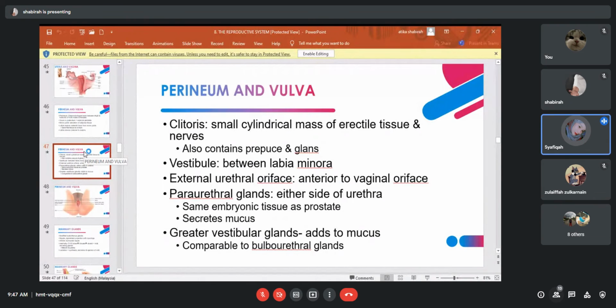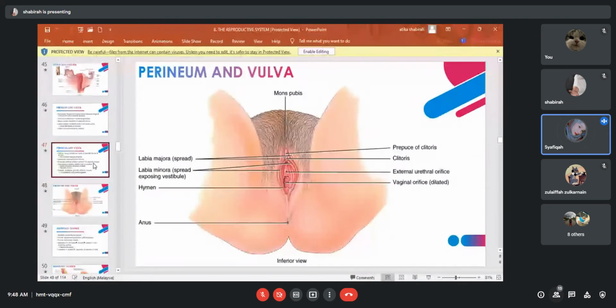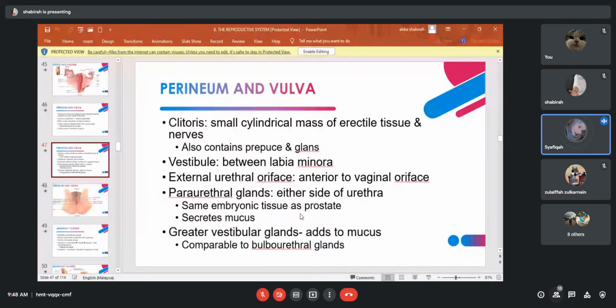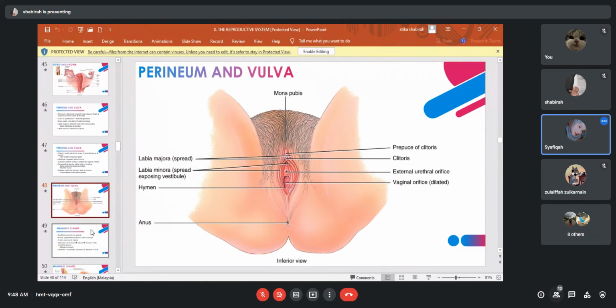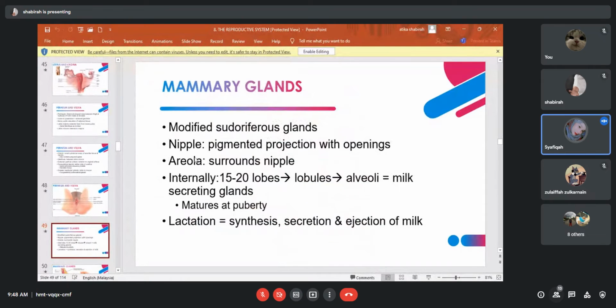So in perineum vulva ni juga kita ada clitoris, which is the small cylindrical mass of erectile tissue and nerve. Also contains prepuce and glands. Kita ada vestibule between labia minora. Kita ada external urethral orifice, which is the anterior to vaginal orifice. Kita ada para-urethral glands, either side of urethra, same embryonic tissue as prostate and secretes mucus. Greater vestibular glands, lepas tu greater vestibular glands, dia adds to mucus, comparable to bulbourethral glands. So yang tadi tu gambar rajanya lah, boleh refer.